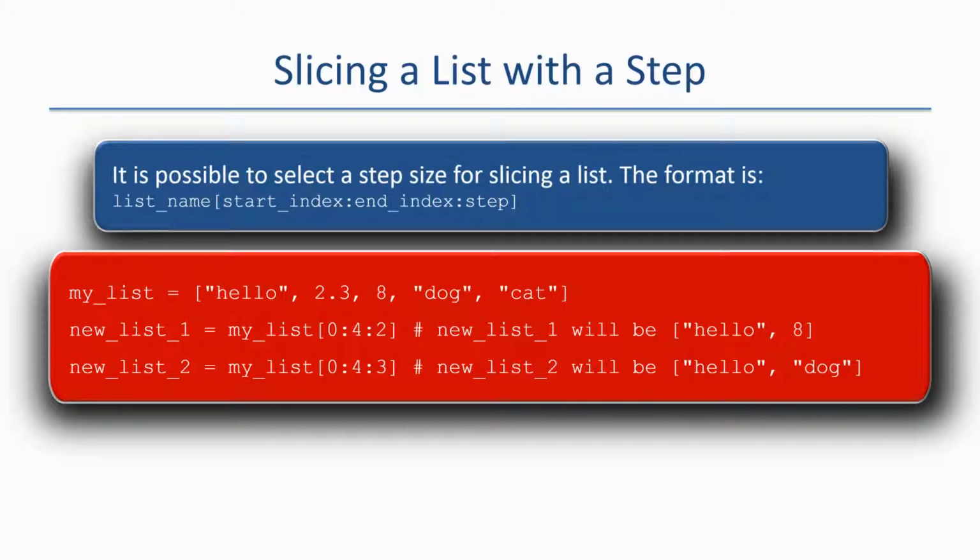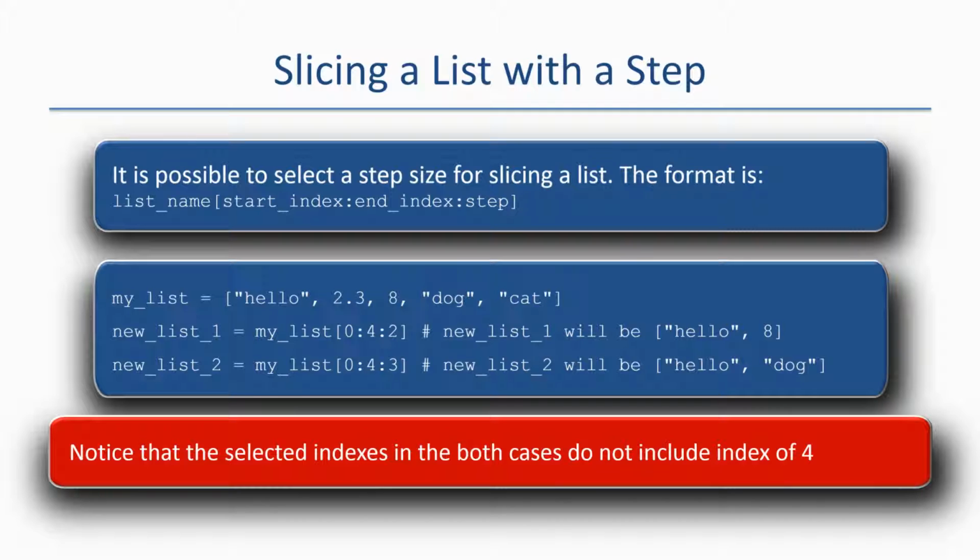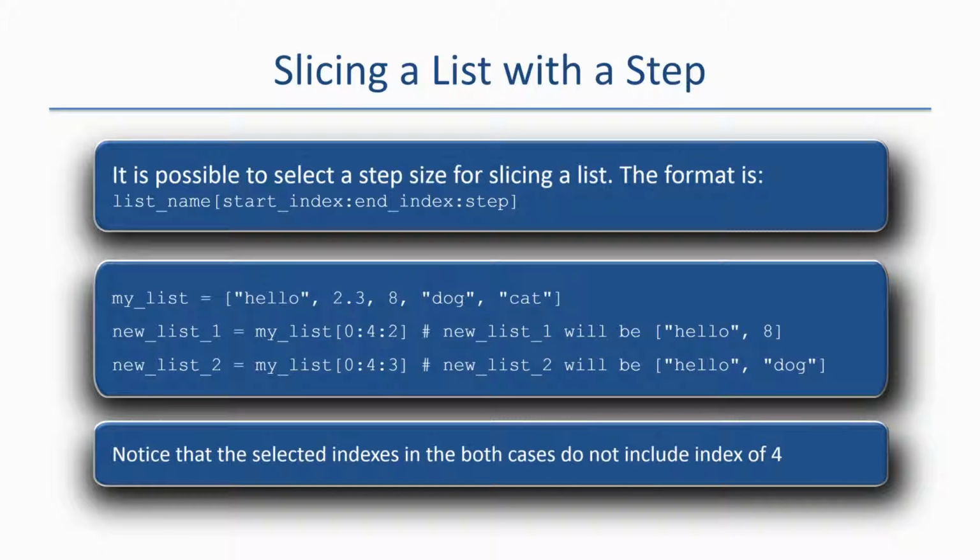In the third line of this example, I'm extracting the same slice, but this time I select every third element, so the result will be hello and dog. I should repeat again that the end index, which is 4 in both cases, will not be included in the result.